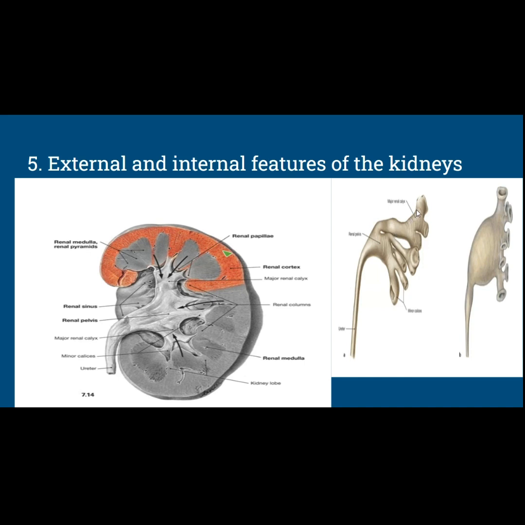So you look at the diagram right here. You see the major calyces, 2 or 3, all of them making the renal pelvis, and that's how the ureter is actually originating from the kidneys, and it takes the urine down to the urinary bladder.